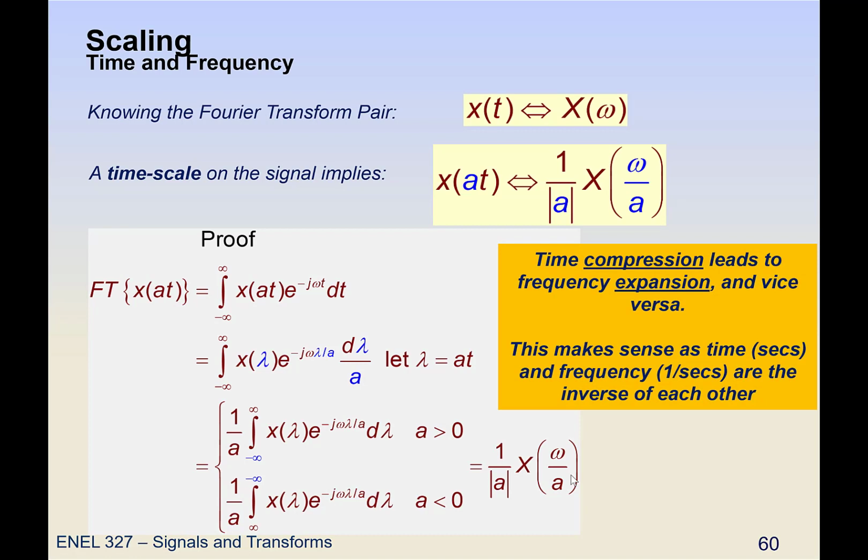All this is saying is that if you do time compression, then that will lead to frequency expansion of the spectrum, and vice versa. This makes intuitive sense because time, which is measured in seconds, and frequency, which is measured in 1 over seconds, are the inverse of each other. So if I am compressing time, then I should be expanding frequency, and vice versa.